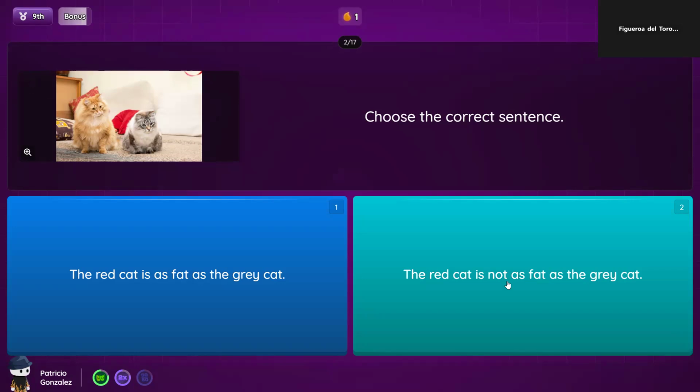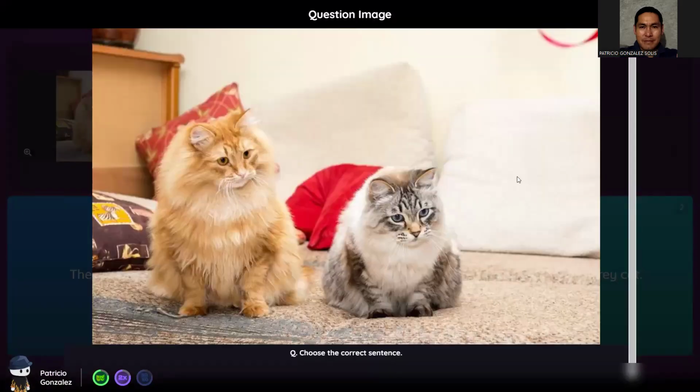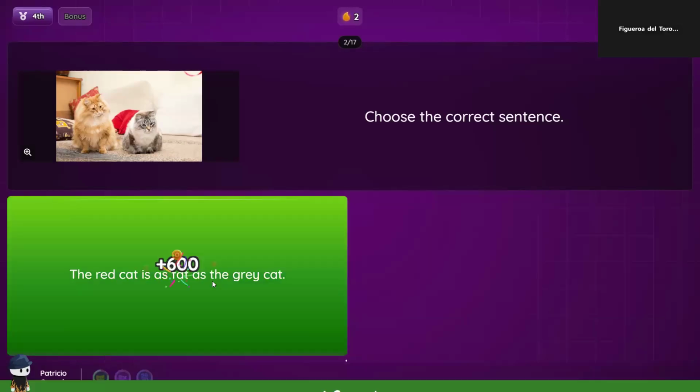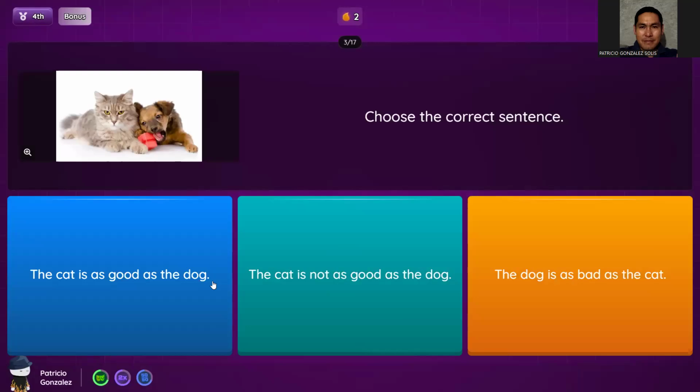Now, what about this one? Choose the correct sentences. The red cat is fat, but the gray cat. The red cat is not as fat as the gray cat. Okay. So let's zoom the picture. Two cats, right? Option 1, the first one: the red cat is as fat as the gray cat. Yes. Because they are heavy cats.